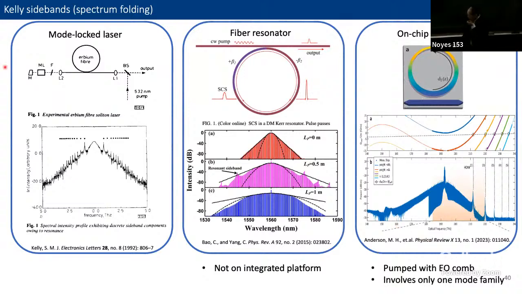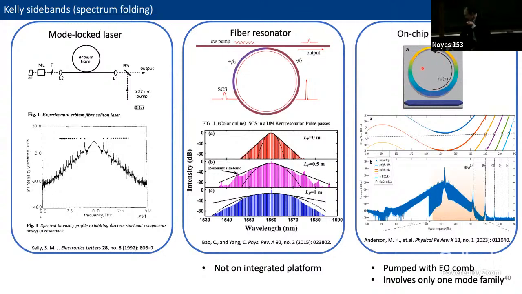Here is some historical review, but I'm going to go through it very quickly. In order to generate a Kelly sideband, you need some periodic perturbation, in other words, you must compensate that integral 2 pi phase mismatch between the comb and the Kelly sideband. The way people usually do this is by introducing symmetry breaking. For example, in this case, in fiber, they periodically splice two segments of fibers with different dispersion, so that you have a periodic perturbation which can compensate the 2 pi phase mismatch.